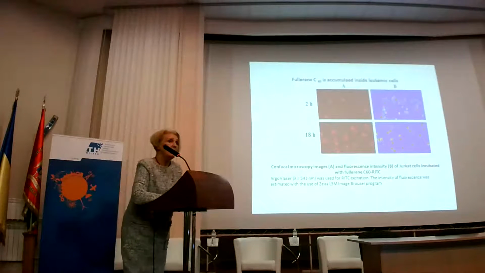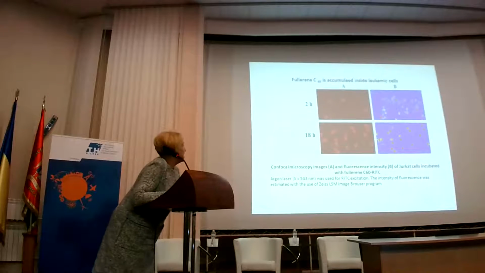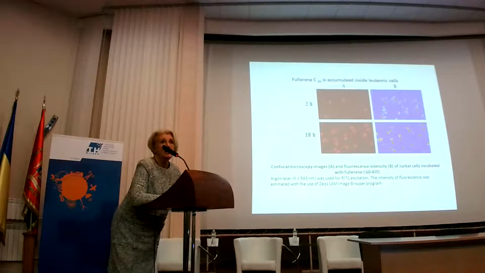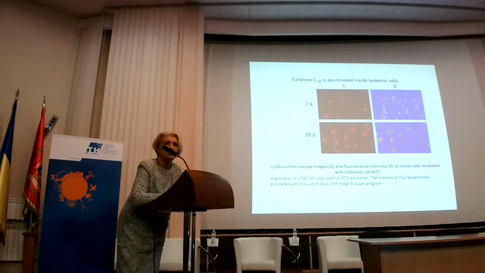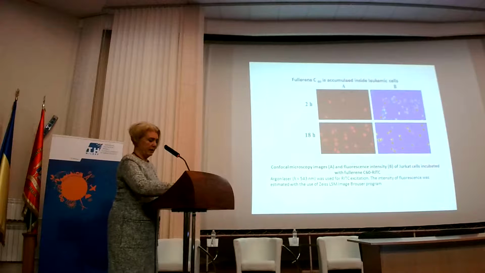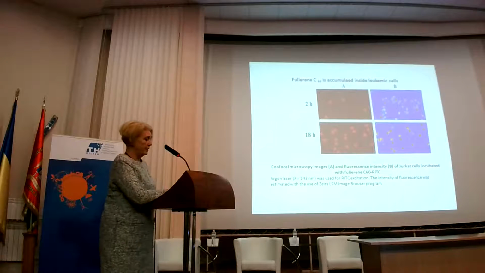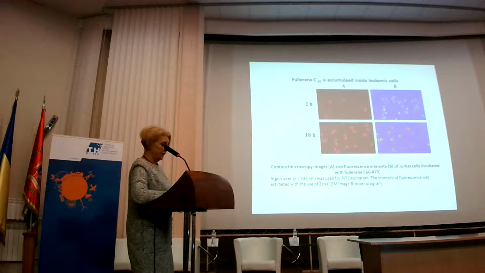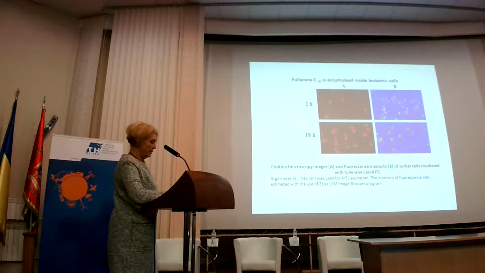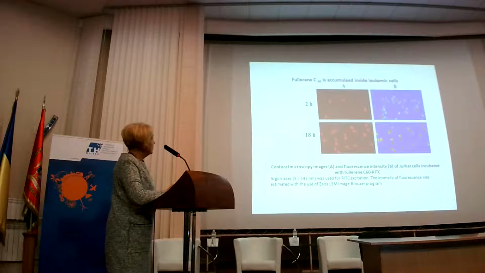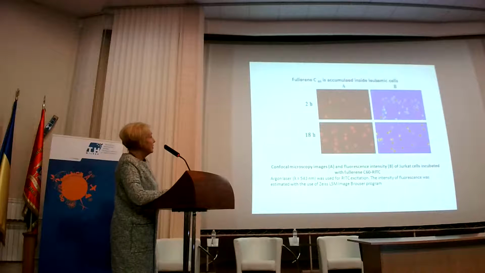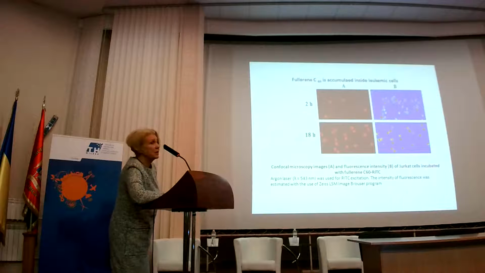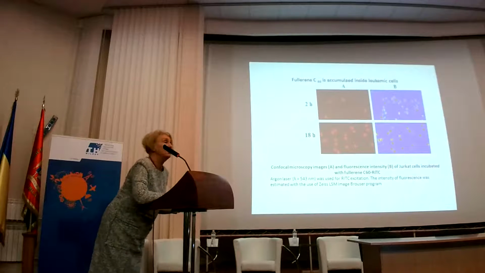First of all, what we've done, we have to be convinced that the fullerene is accumulated inside leukemic cells. Fullerene doesn't have its own fluorescence, and so it is impossible to visualize its traffic inside cells. So we use fullerene labeled with a fluorescent dye. And in this picture, you can see that it efficiently enters cells through 2 hours, and at 18 hours, almost all of the cells have this nanostructure, fullerene.